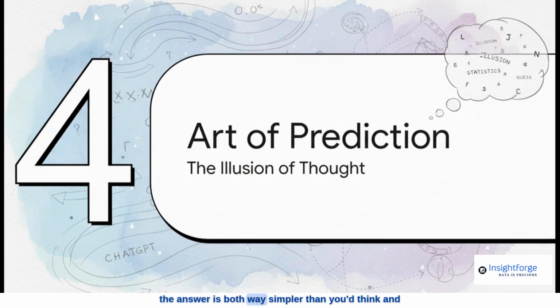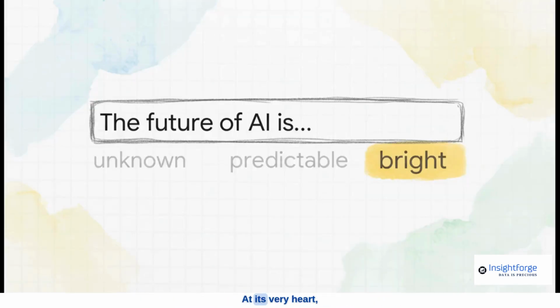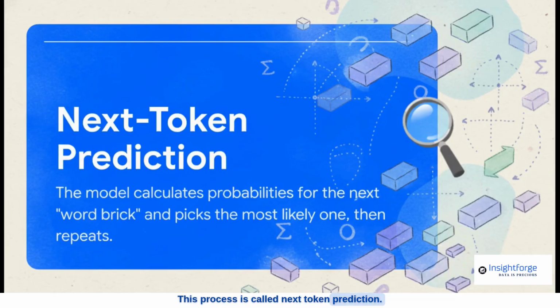Well, the answer is both way simpler than you'd think, and also kind of profound. At its very heart, ChatGPT is just a phenomenally powerful autocomplete. That's it. It's not sitting there reasoning or deliberating like a person. It's just making an incredibly educated guess about what word should come next, based on pretty much everything humans have ever written on the internet. This process is called next token prediction.